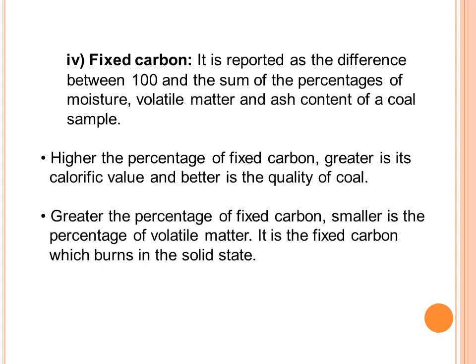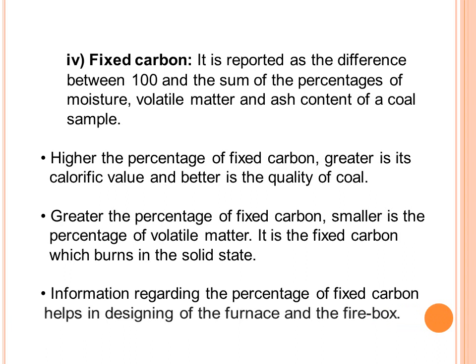So better quality of coal means a lesser percentage of moisture, lesser percentage of volatile matter, lesser percentage of ash, and more percentage of fixed carbon. Information regarding the percentage of ash and percentage of fixed carbon will help us in designing the furnace and the firebox. So we have to analyze all four with that procedure.